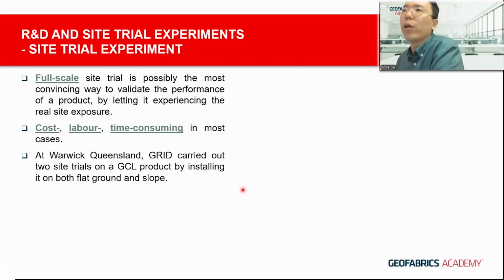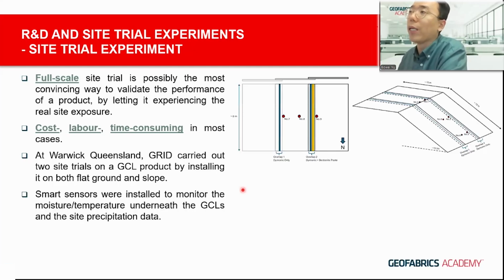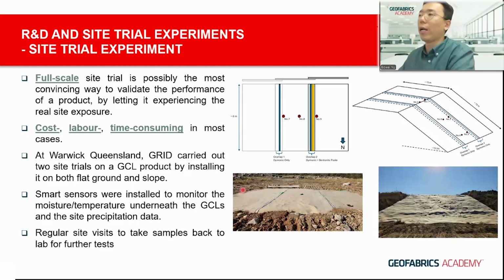Therefore, at Warwick, Queensland, currently the GAI-LAP is carrying out 2 site trials on a recent GCL product we are developing by installing them on both flat ground and a slope. We bury sensors beneath them and keep monitoring their moisture and temperature change to see the barrier performance of the GCLs when fully exposed to the environment. We also periodically go to the site, collect samples, and do all these tests we discussed previously in this webinar to challenge their performance.